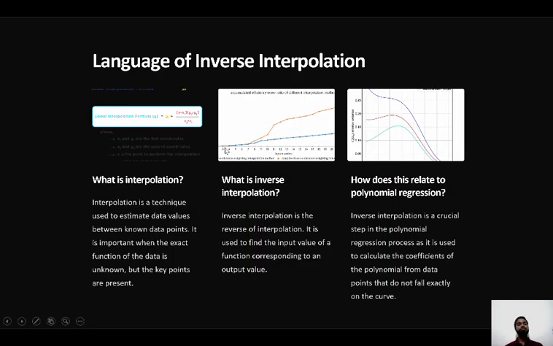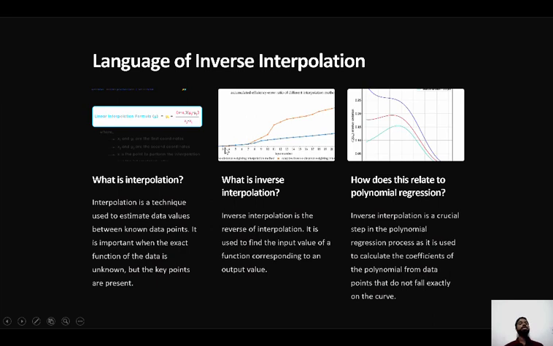Next, inverse interpolation. First, what is interpolation? Interpolation is a technique used to estimate data values between known data points. It is used when the exact function of the data is unknown but the key points are present. Here we basically know two data points, and we need to find the unknown data point, which we find by using the interpolation method.